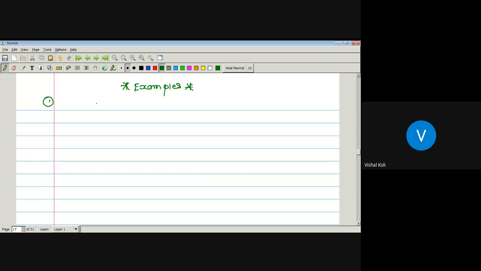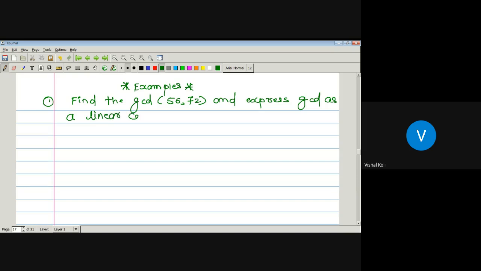First one: find the GCD of 56 and 72, and express that GCD as a linear combination of 56 and 72.